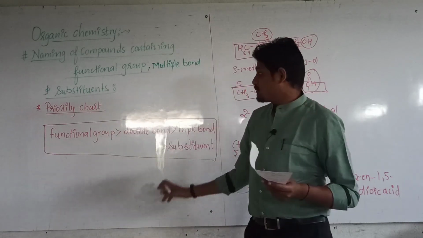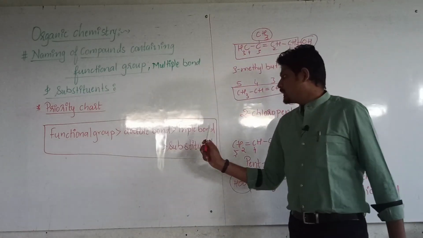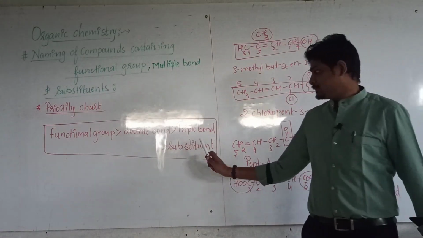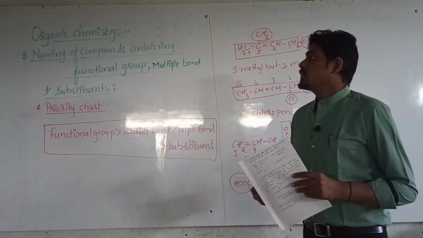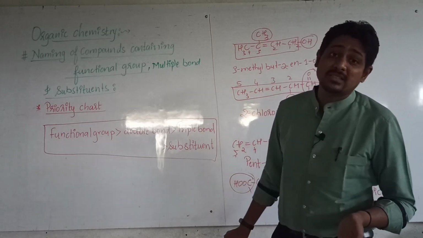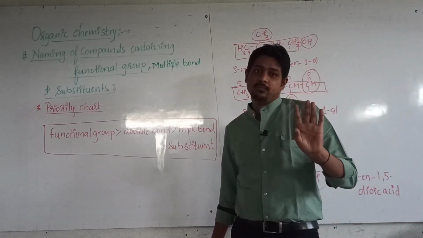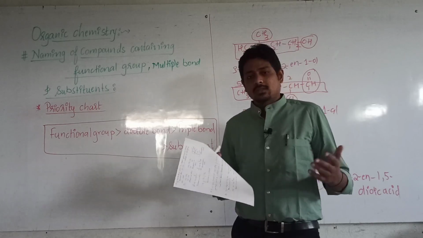Okay, so this is how we name organic compounds containing a functional group, multiple bond and substituent. Remember this priority chart: first the functional group, then the double bond, then the triple bond, and finally the substituent. This is enough for today's session. In the next session we shall see what happens when organic compounds contain two different functional groups. Thank you so much, students.